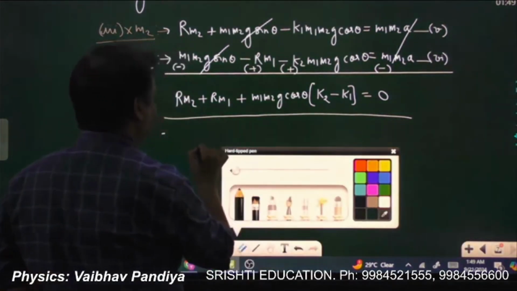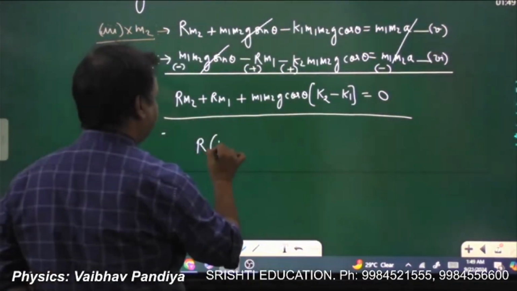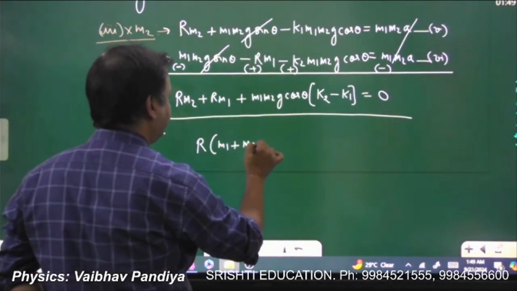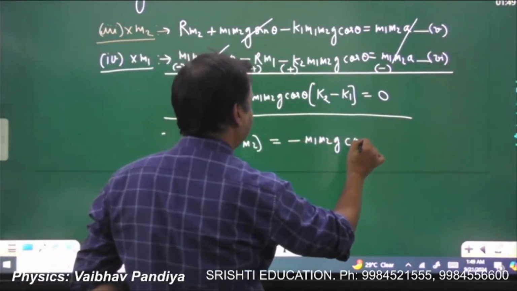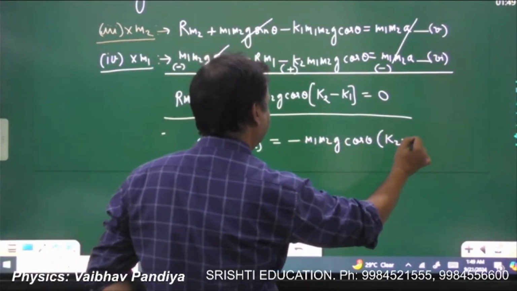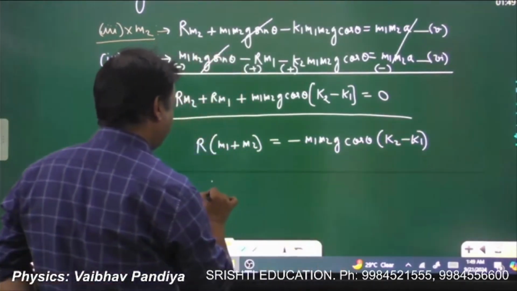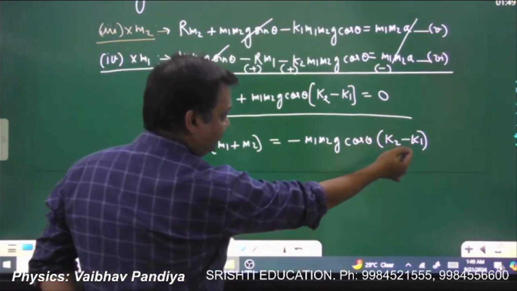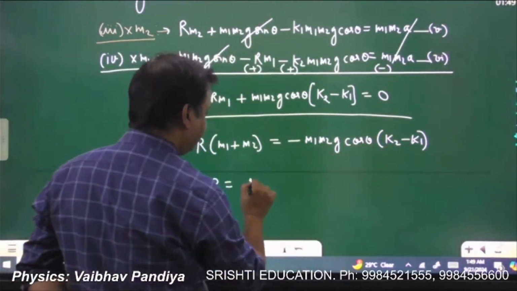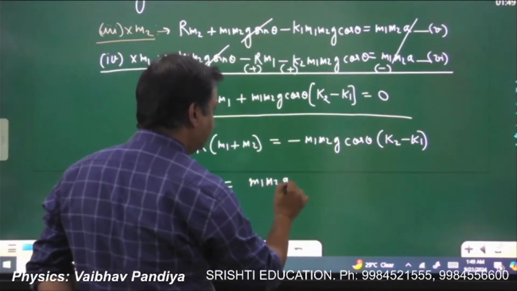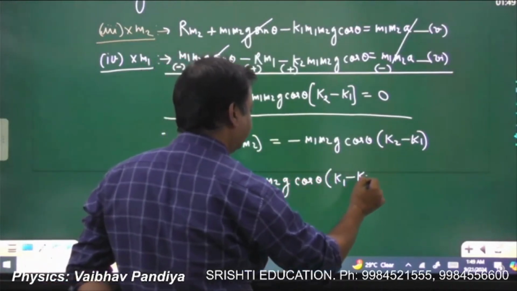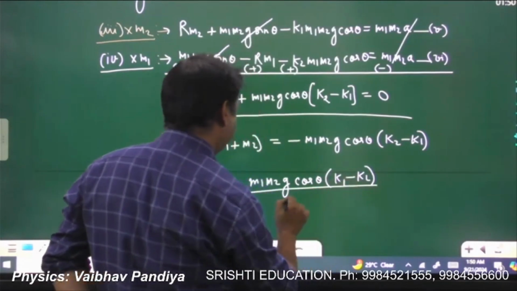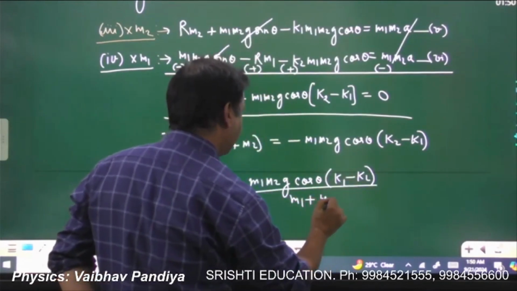So if I'm making r the subject, we'll get r times (m1 plus m2) equal to negative of m1 m2g cos theta (k2 minus k1). So you can write r as what? You can reverse the order to remove the negative sign. You will get m1 m2g cos theta (k1 minus k2) divided by (m1 plus m2).